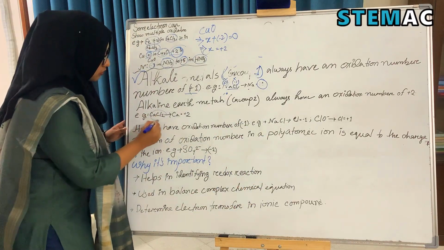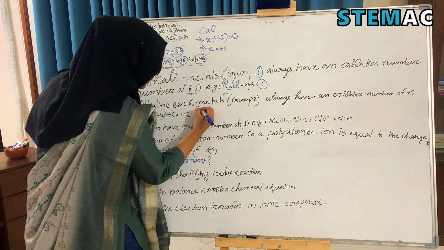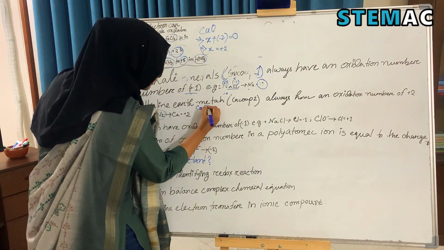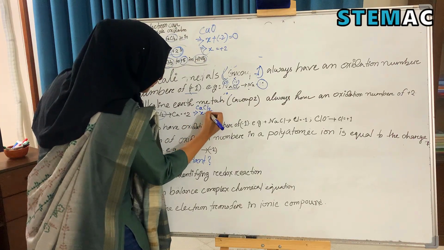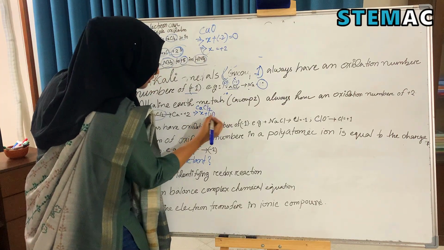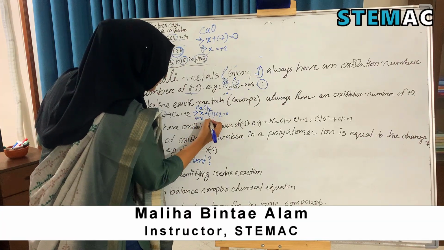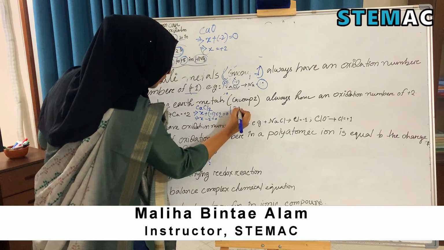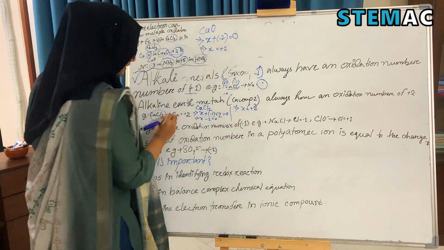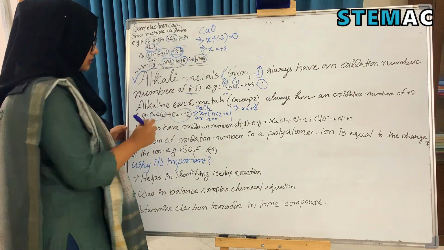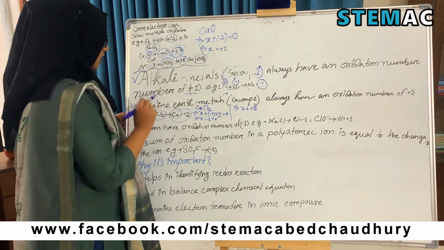Here in calcium chloride, let's see the equation. Calcium is x, plus -1 for chlorine times 2, so x - 2 = 0, and x is +2. So in calcium chloride, calcium has +2, as an alkaline earth metal.